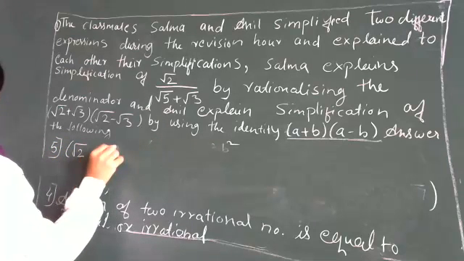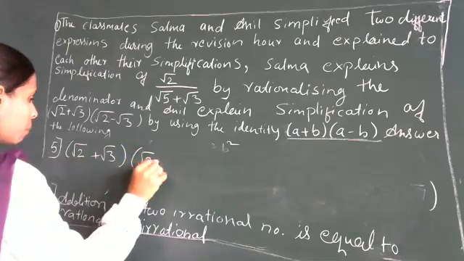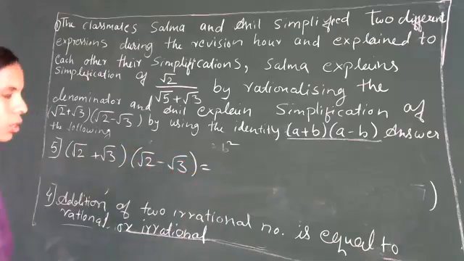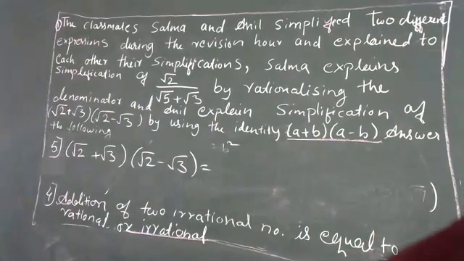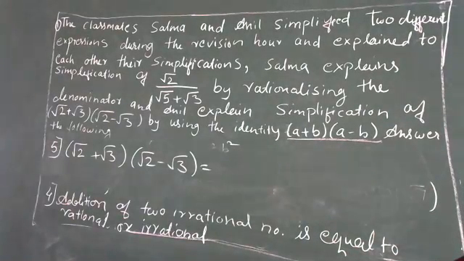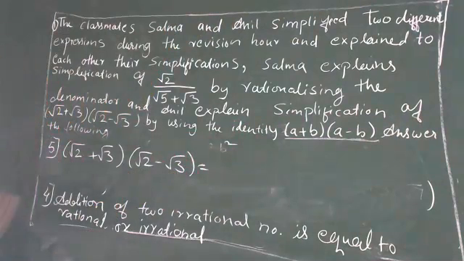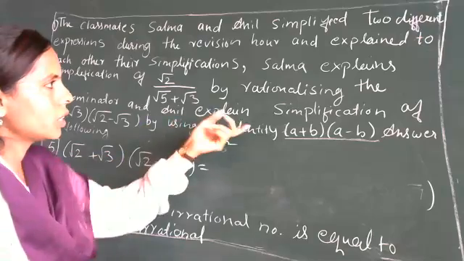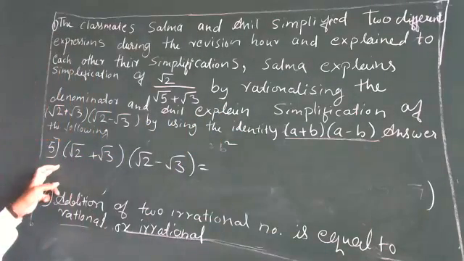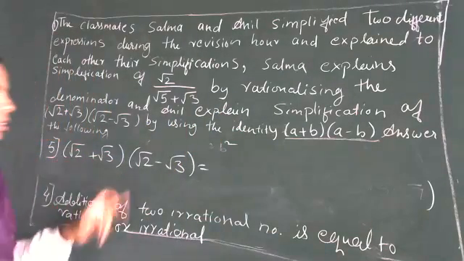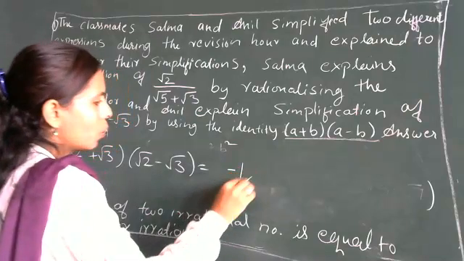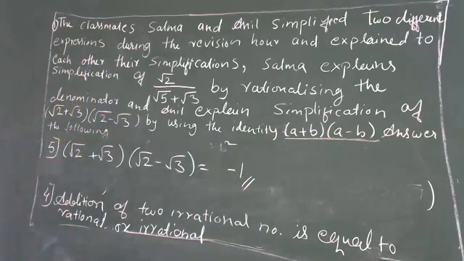Root 2 plus root 3, root 2 minus root 3. What is the answer? Who can solve this? Minus 1. Yes. By using this identity, (a plus b)(a minus b), you are going to get a square minus b square, which means 2 minus 3, and that is nothing but minus 1 will be the answer. So this is the one question.